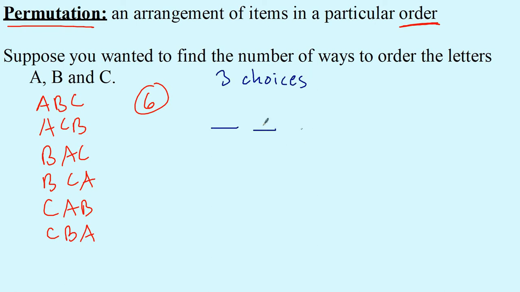So the first choice, you have either A, B, or C. So I have 3 choices there. For my second choice, I only have 2 options. If I chose A, it is either B or C. Once you choose B, it has to either be A or C. Once you choose C, it has to either be A or B. You have 2 choices. And then once you've already picked the first and the second letter, the third option is set. So 3 times 2 times 1 is 6.